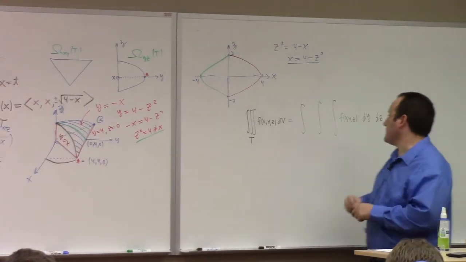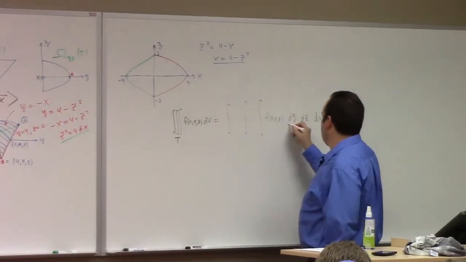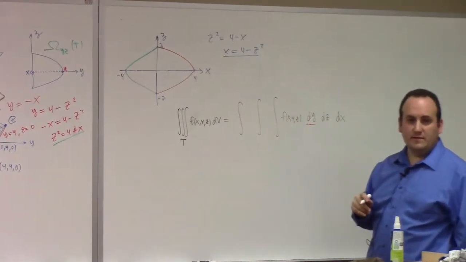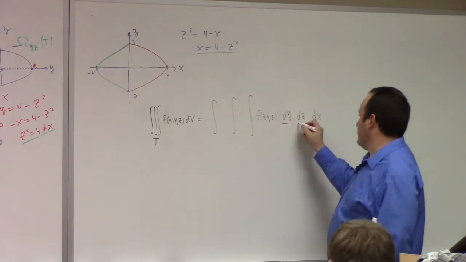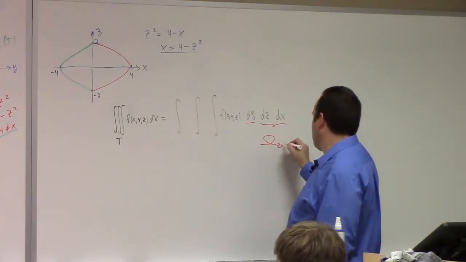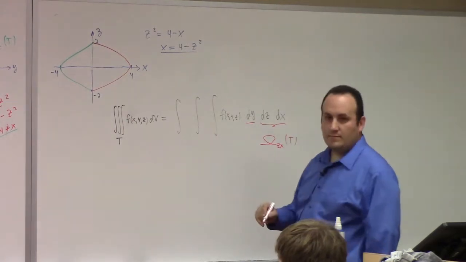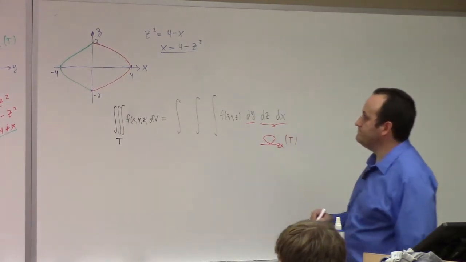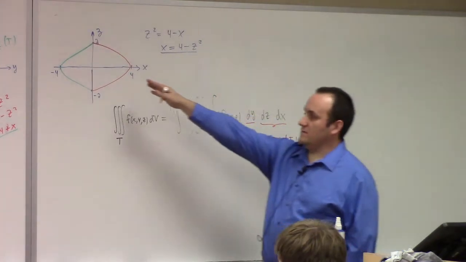Okay, so this makes y the most complicated integral, right? So that means these are the things we're doing last. We're going to want to look at the projection onto the ZX plane. All right? So that would be this thing.